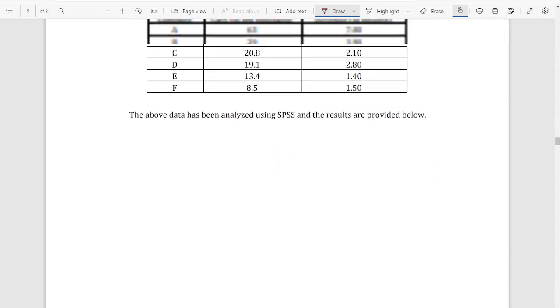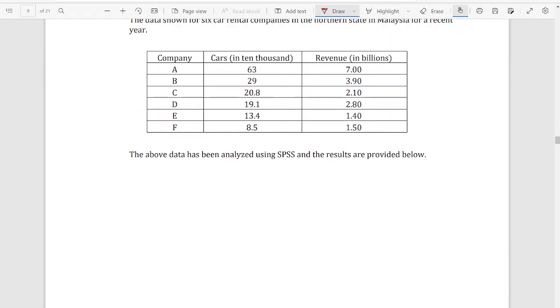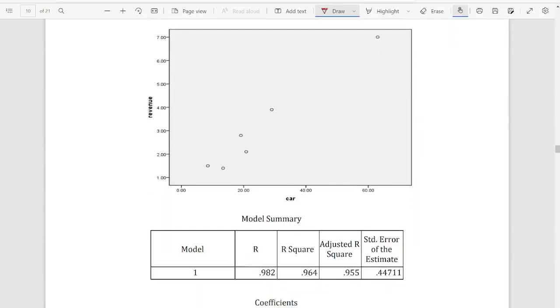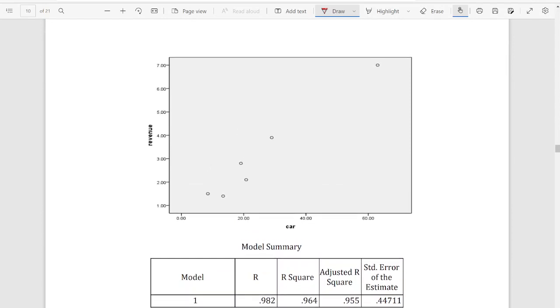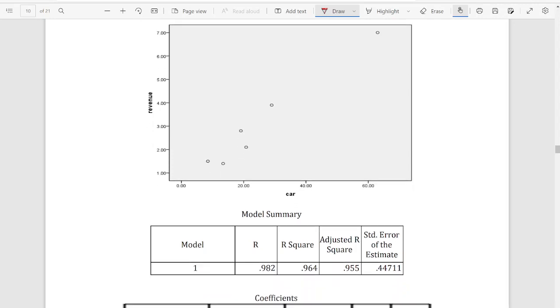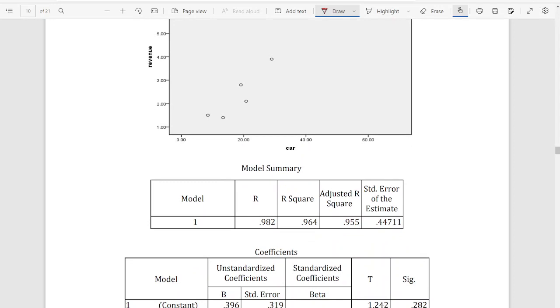Okay, the above data has been analyzed using SPSS and the results are provided below. So, this is the result. First, it gives the scatter plot, the same as what we drew earlier. Based on the scatter plot itself, you can see that there exists a strong positive linear relationship. And then the model summary gives you the R value and the R squared value.